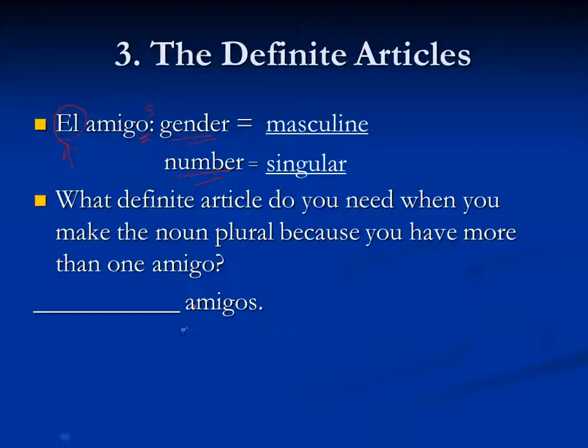So looking down below at amigos, which article are we going to use? So we know that it is masculine because it ends in an o, and also it's plural because it ends in an s. So we're going to say los.